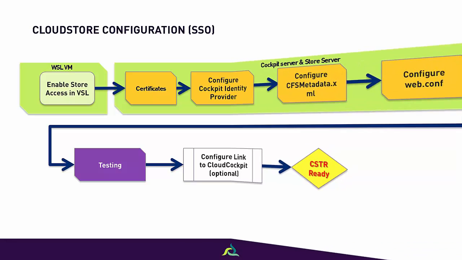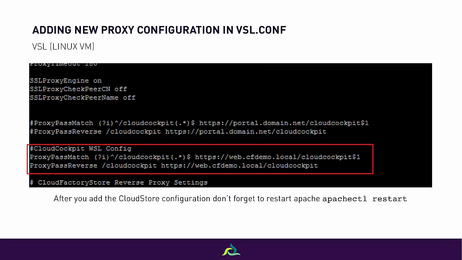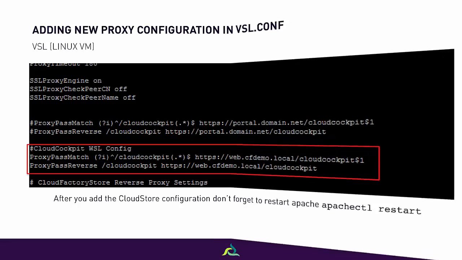So for that configuration, what I did, I took screenshots of my environment because basically we're just adding some configuration to the files. So first we go to the VSL.CONF in the Linux server. In the Windows, I think it's a different folder, but it's the same configuration file. And right below your CloudCockpit configuration, what you do, you add a second line for CloudFactory store. And I will just go to the Linux server shortly and show you that configuration.